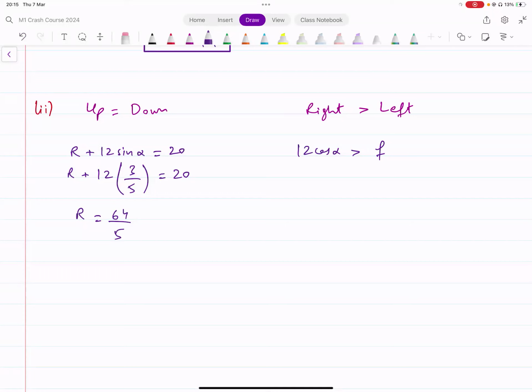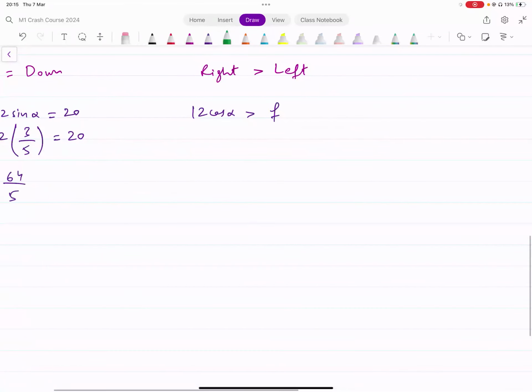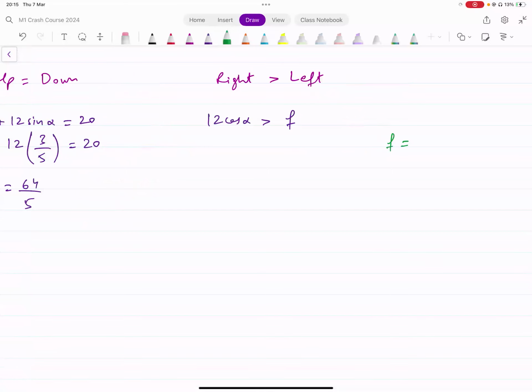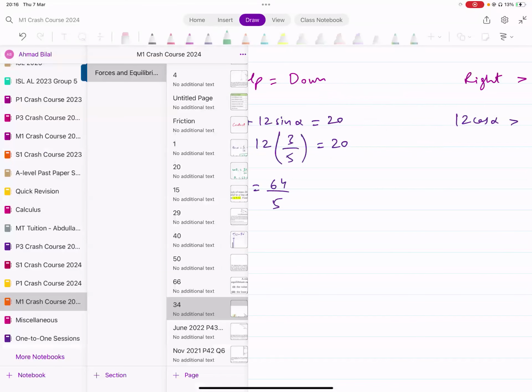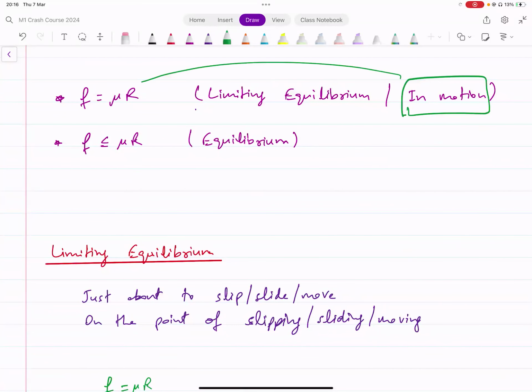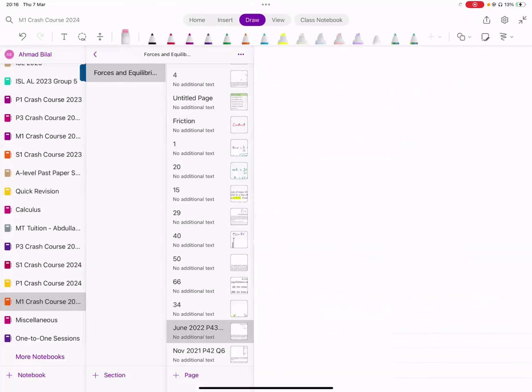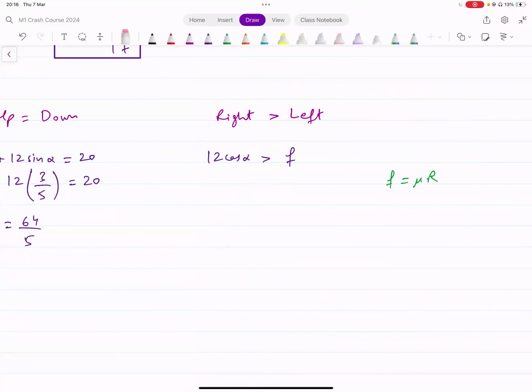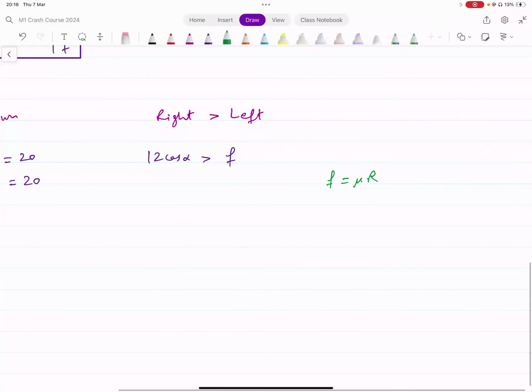Now, we need an inequality in terms of mu. How do we find mu? What we can do here in this inequality is put F equals mu R. Now, why can we do that here? Because remember, we talked about this in friction. When the object is in motion, in that case as well, friction is equal to its maximum value. Friction is equal to mu R. So in this case, the block is sliding along the floor, so the friction is going to be equal to mu R. So we can replace friction with mu R on the right side.